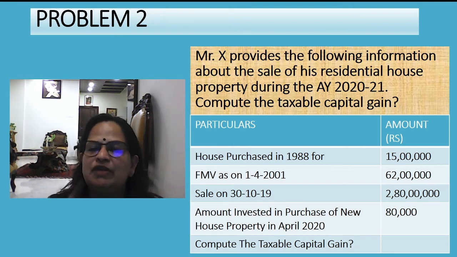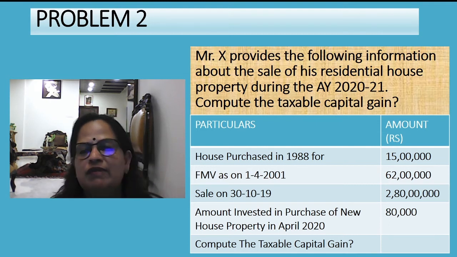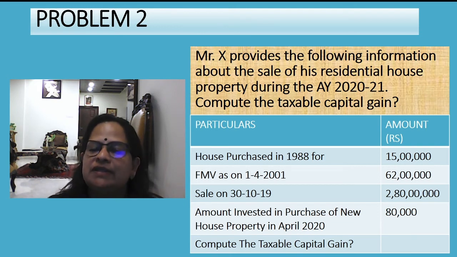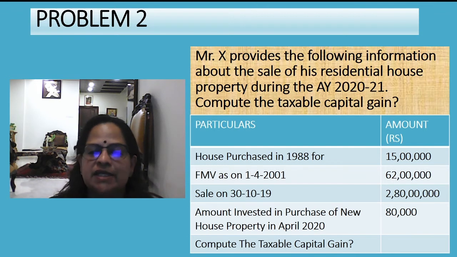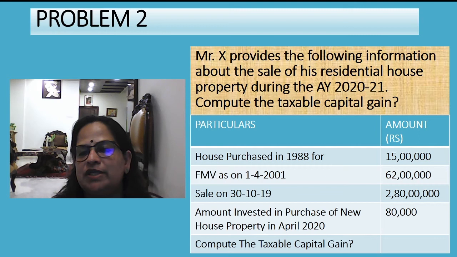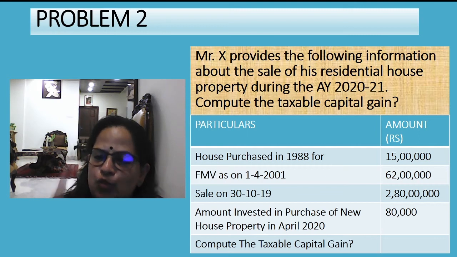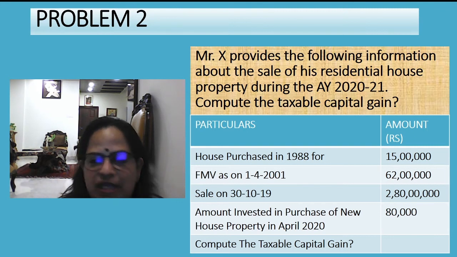House property purchased in 1988 for 15 lakhs. Remember that we will not take that value, only fair market value as on 1/4/2001 we will take, that is 62 lakhs. Sale price on 30/10/2019, 2 crore 80 lakhs. Amount invested in purchase of new house property in April 2020. You have to remember that they can buy within 1 year before, or 2 years after the sale.